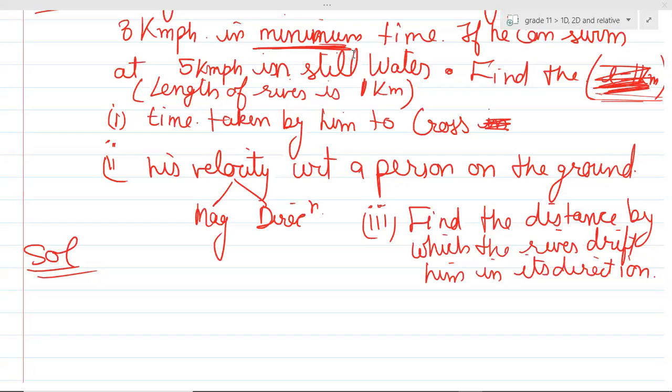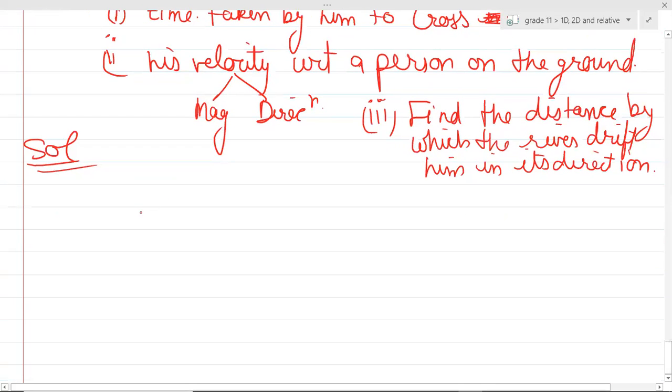Yes, guys. What's the answer? First of all, whenever any word problem is given, draw its diagram. It's very easy to draw. Can you draw a river like that?